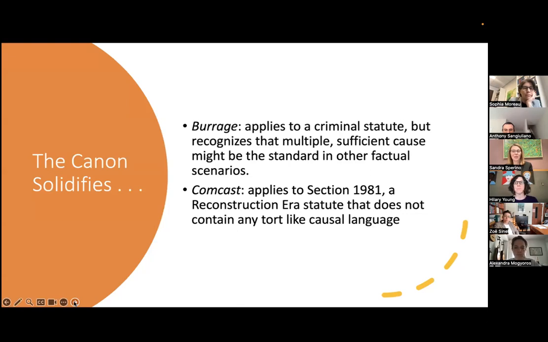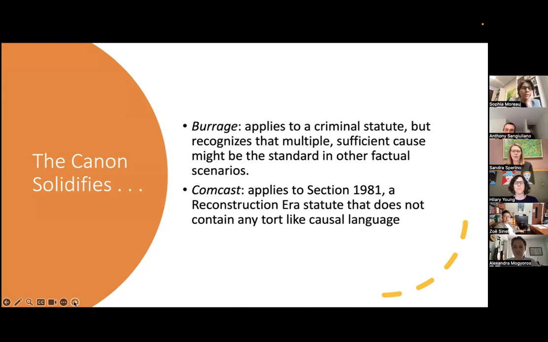One of the reasons why I think Comcast is extraordinarily interesting, and I also wrote a brief in that case, which was also rejected, just for the full record, is that Section 1981 actually doesn't use any tort language, and it doesn't contain any causal language at all. So when the court is applying the canon to Comcast or Section 1981, it's implying that the statute has causal language, and then from that implied causal language, assuming that the plaintiff has to establish but-for cause.